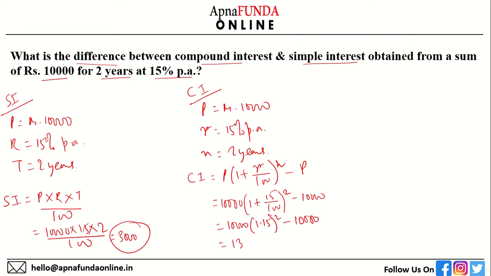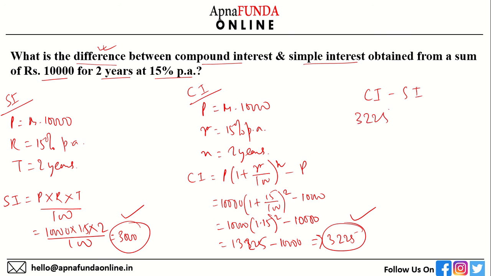Correct. This will be 13,225 minus 10,000. So this will be 3,225. This is the compound interest. We have the simple interest, we have the compound interest. We need to calculate the difference. So the difference between the compound interest and simple interest, that is 3,225 minus 3,000. This is 225. This is my answer. Easy question. I hope you have solved along with me. And this is the answer that you will also get. Simple question. It was just formula based and little calculation.